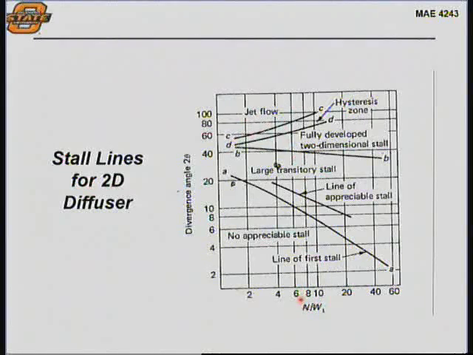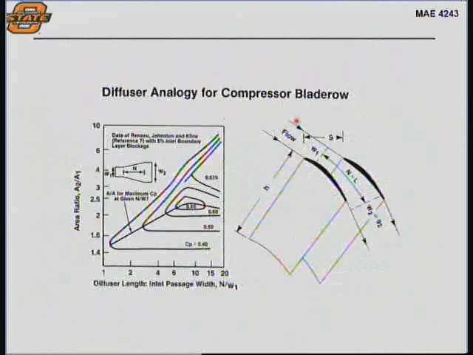So if you have this type of aspect ratio and you're at 60 degrees, you essentially have that fully separated on both sides, something that they call jet flow. So this data for 2D diffusers had been around for a relatively long time before they started trying to correlate this with flow through an axial flow compressor. So how does this analogy work?